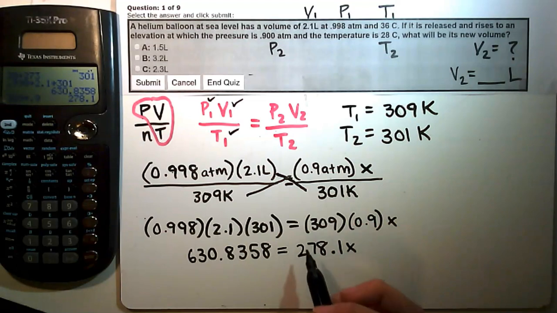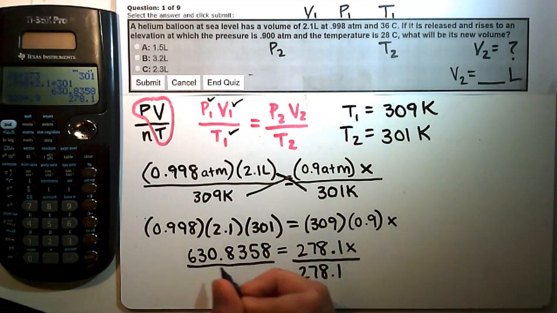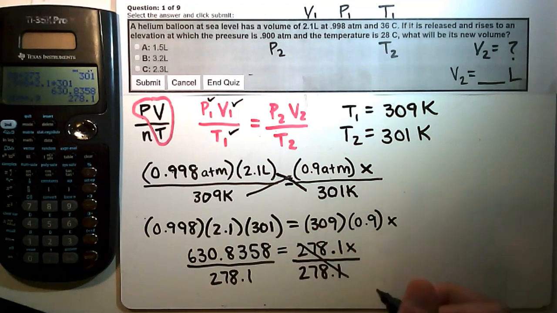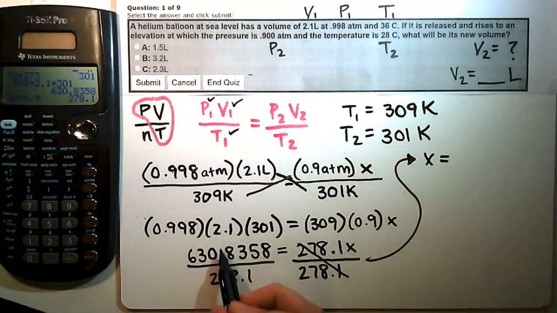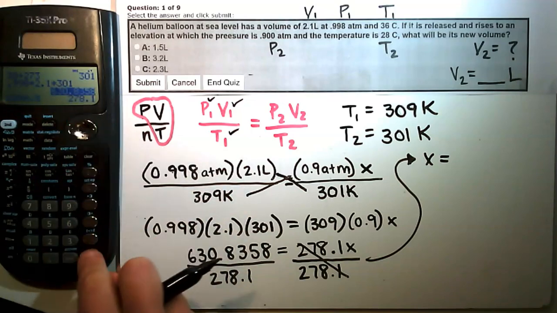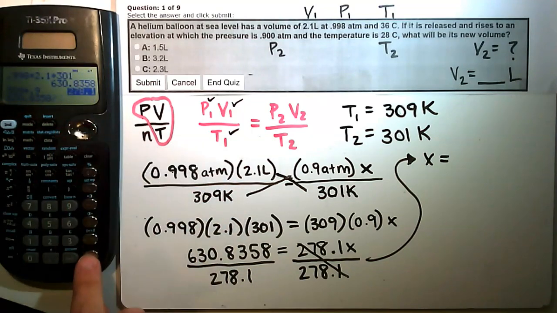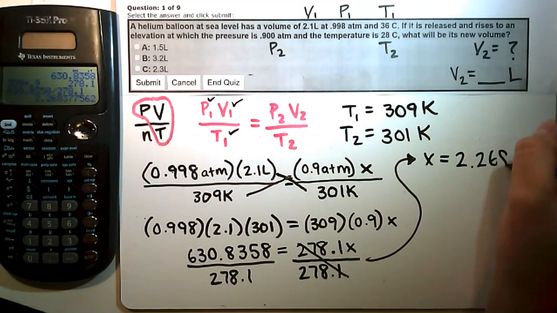Alright, now to get x by itself, all I need to do is divide by this 278.1, and whatever I do on one side, I do have to do on the other side as well. So these cancel out, and then we're going to put x up here. X equals whatever this divided by this is. Fortunately for me, I can reselect these in my calculator instead of having to type them all in again. 630.8358 divided by 278.1 gives us 2.26837.